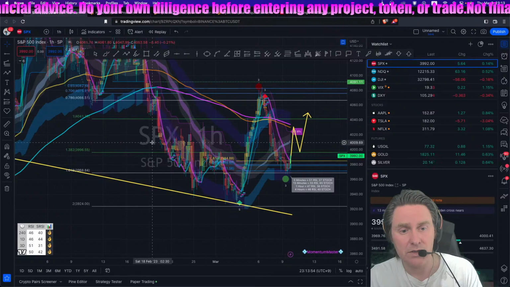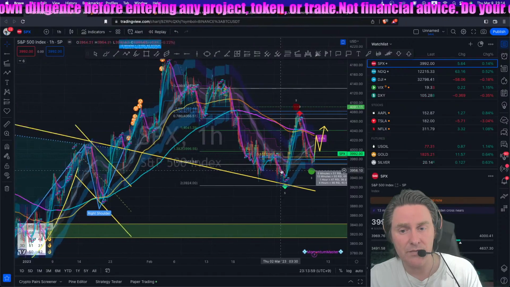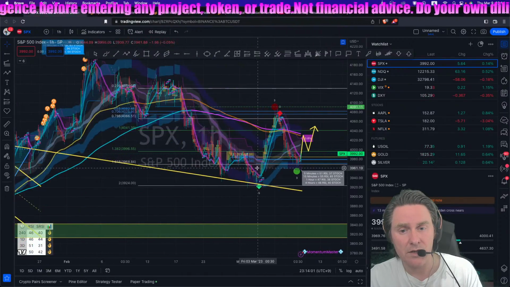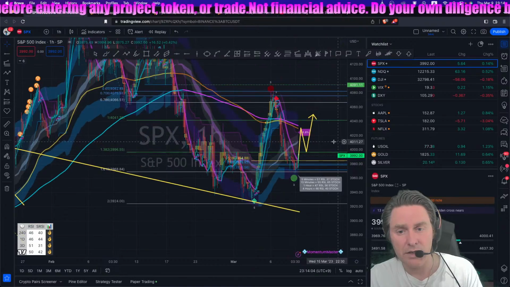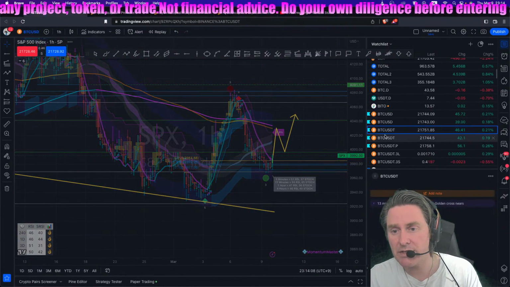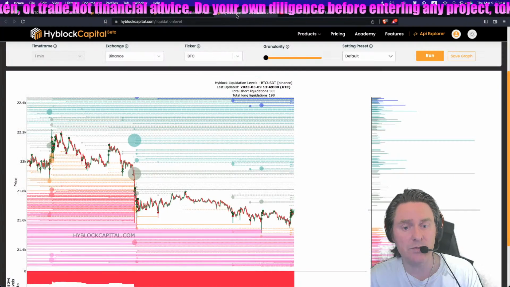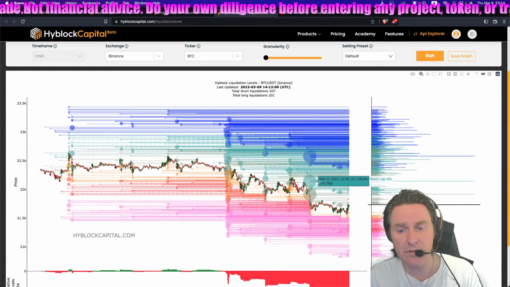I don't know if you would call that a shoulder, because we already broke out by the looks of it, but yeah, it's a pivotal thing for right now. So let's go back to the BTC real quick. And this once again coincides with the liquidity for Bitcoin.